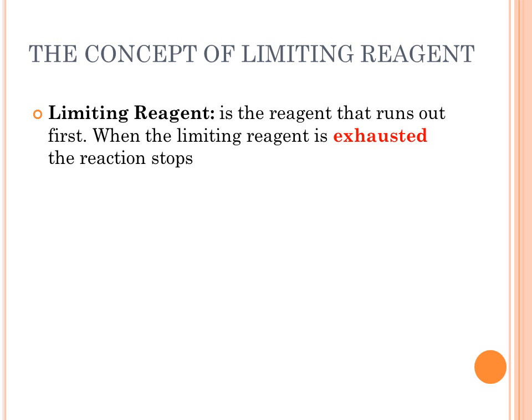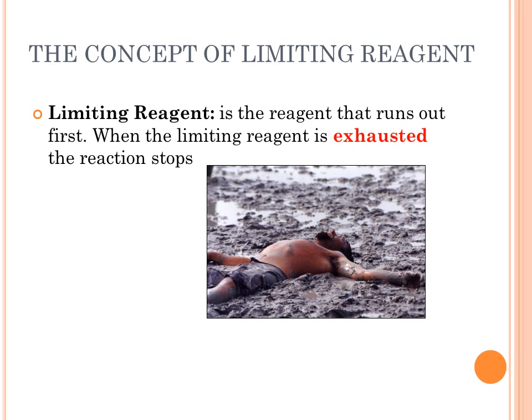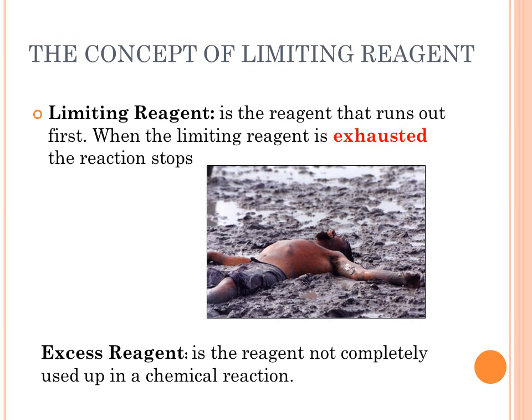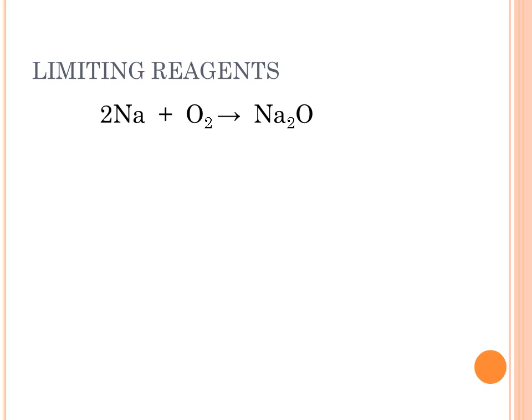So just to recap those definitions, our limiting reagent is the one which is completely used up. It determines how much product we're actually going to get. Once the limiting reagent is gone, no further reaction can occur, so it will actually stop. The excess reagent is the one that we have more of, that's left over, and that will still remain at the end of the reaction.